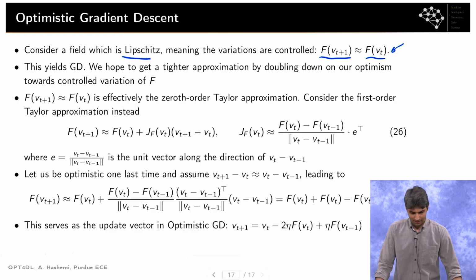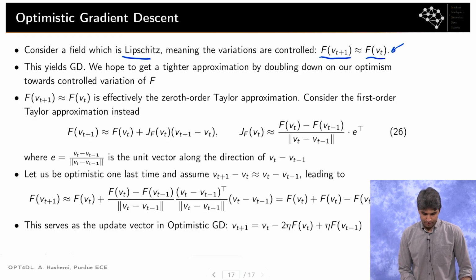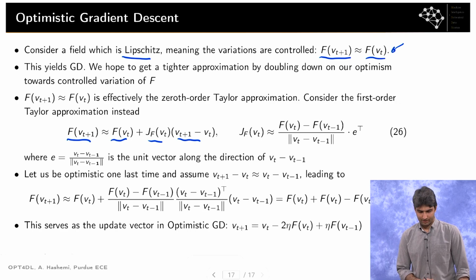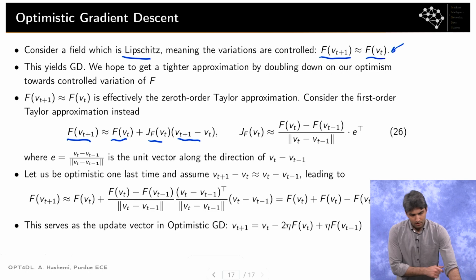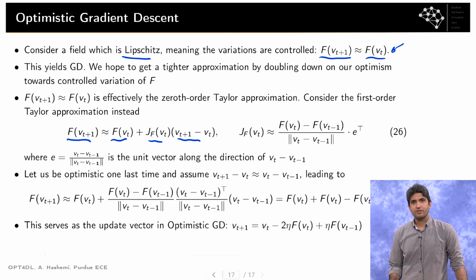Okay, so that's the main idea. So let's start by considering the first-order Taylor approximation of the gradient at the future. If I write that down, it's basically the current gradient plus the product of the Jacobian and the difference of the next point and the current point. All right, so this is not a simple update.